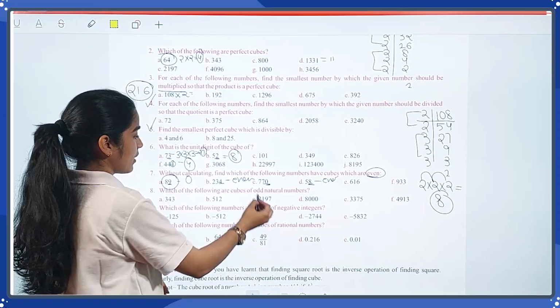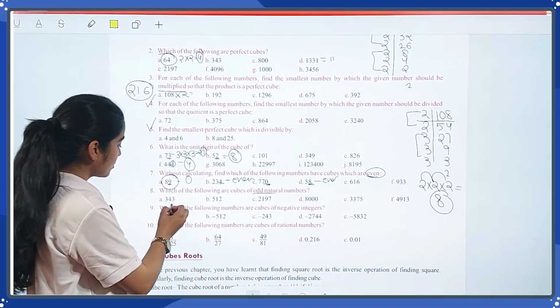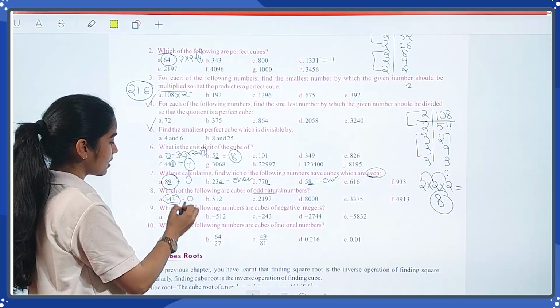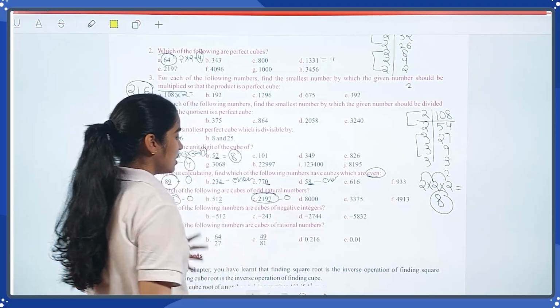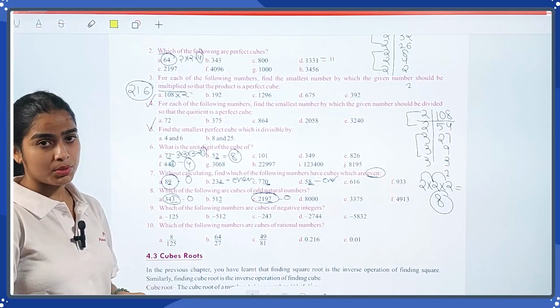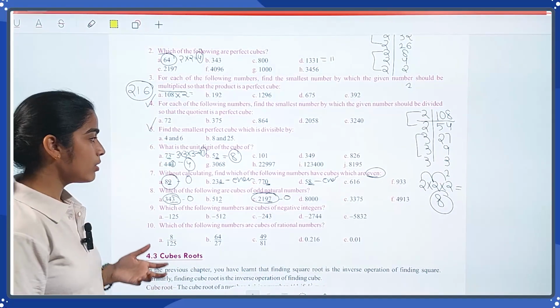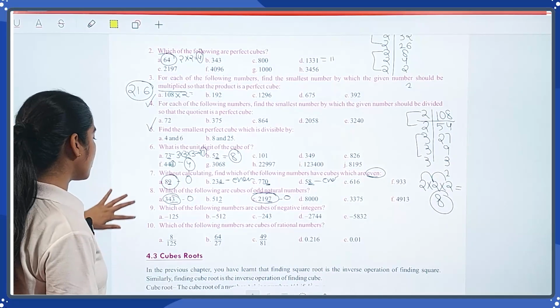Next, the same question we have to find out for the odd natural numbers. 3 is an odd number, which means its cube is odd. 2 is an even number. 7 is an odd number, which means this is also odd. So according to the last digit, the one's place, you can find out whether your cubes are even or odd.